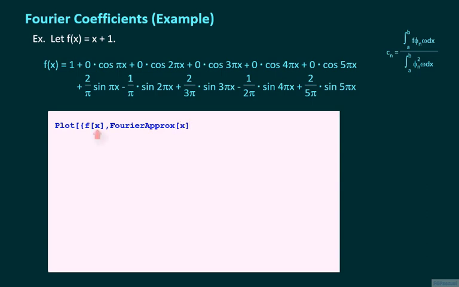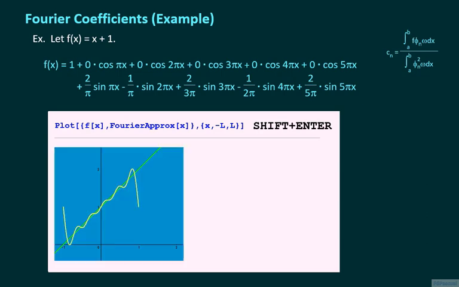Observe that we are not using the underscore here for the variable x, because we are not defining a function. We are using functions that we had already defined. Don't forget to close with a brace, and then x goes from minus L to L. Press Shift-Enter to evaluate, and here we have the graph of f and the Fourier approximation.